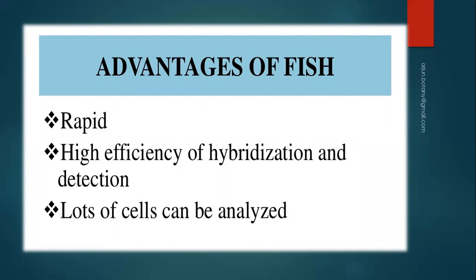Next, lots of cells can be analyzed. FISH has a great advantage in this third point, that it can analyze more cells simultaneously. That's why FISH is very important and advantageous for chromosome painting.